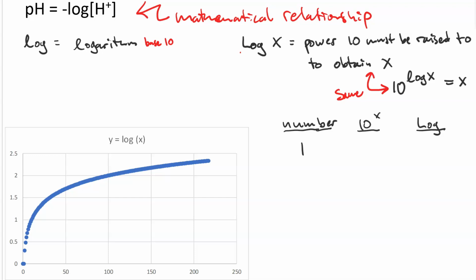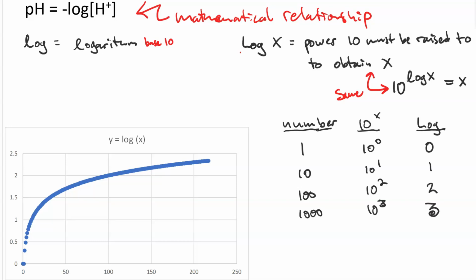So, if we have the number 1, that's 10 to the 0th power, and the logarithm of that is 0. The number 10 is 10 to the 1st power. What's the logarithm? You guessed it, 1. 100 is 10 to the 2nd power, and the logarithm is 2. 1,000, 10 to the 3rd, and the logarithm is 3.